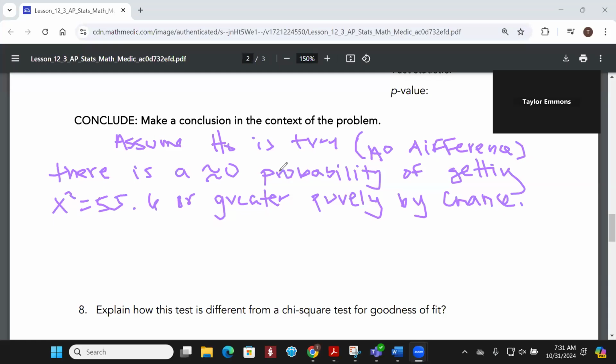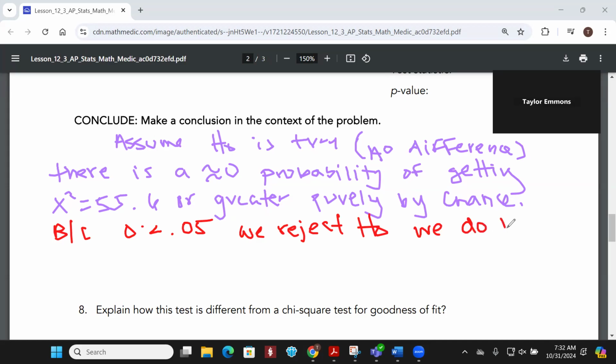Okay. So because 0 is less than 0.05, we reject the null. And do we have convincing evidence or do we not have convincing evidence? We do have convincing evidence. There is a difference.